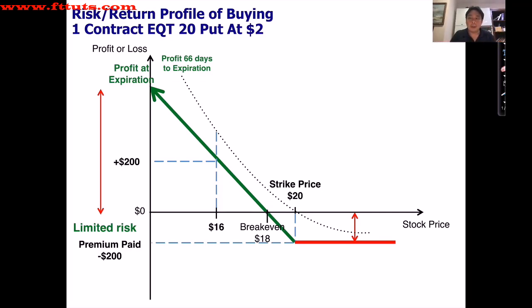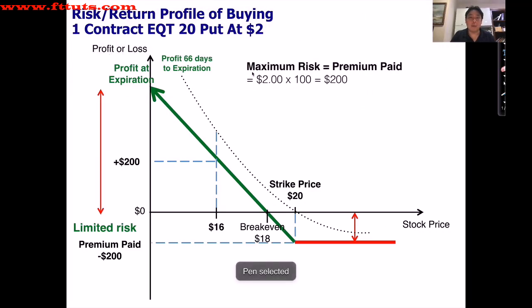So the first thing would be to check what's your maximum risk of the trade. So the maximum risk is the premium that is paid. In this case, the premium is $2. And if you buy one contract, that's 100 shares, so your total risk is $200. That's your max risk. And this would happen if the stock price goes up, that's the max you would lose over there.